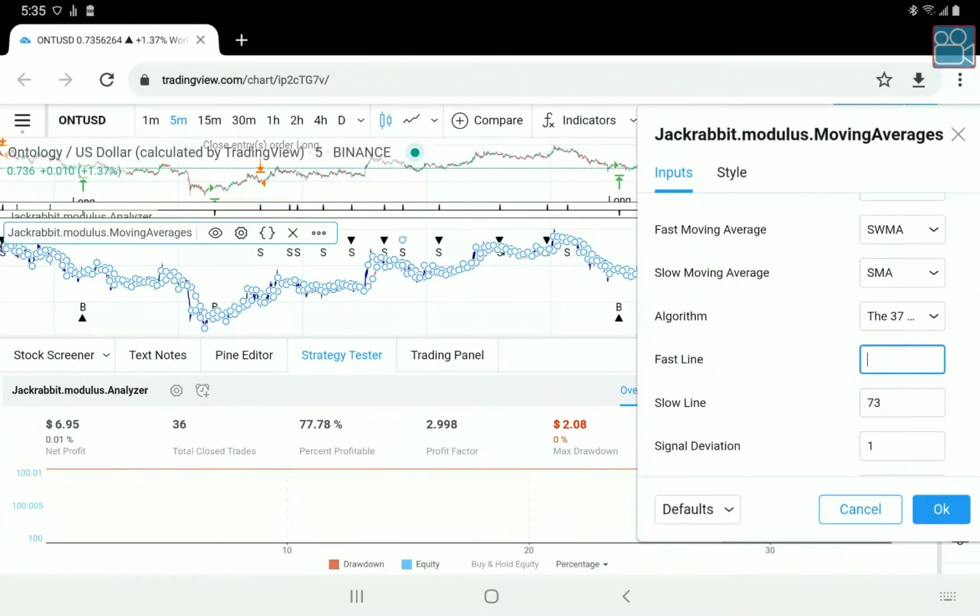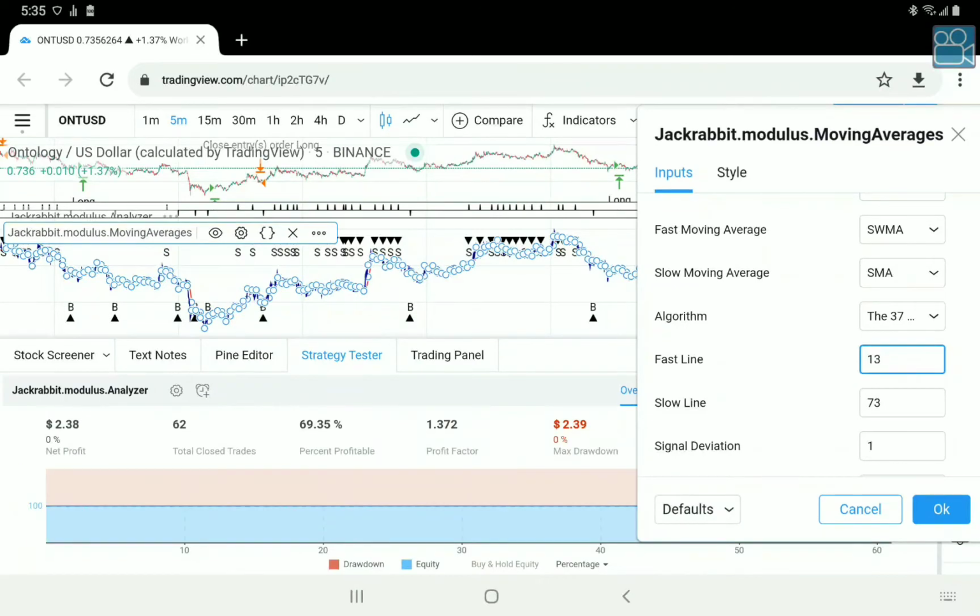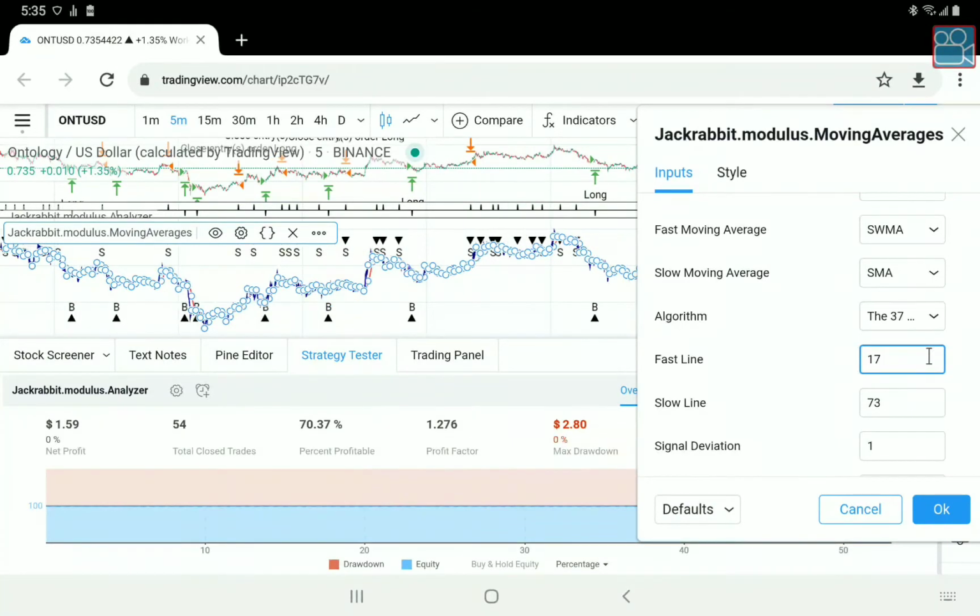Okay, it's going down. Let's go to the extreme and go 13. Let's see what happens if we go real far down. Well, it makes a lot of trades, but it doesn't do well monetarily. So let's slowly go back up. It's getting worse. So it definitely looks like we have to be in the 30s.